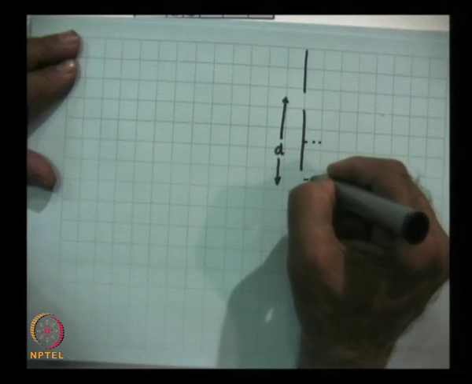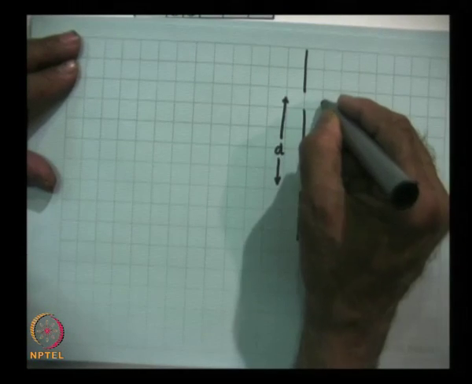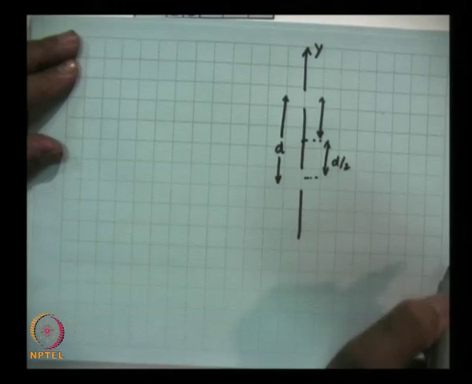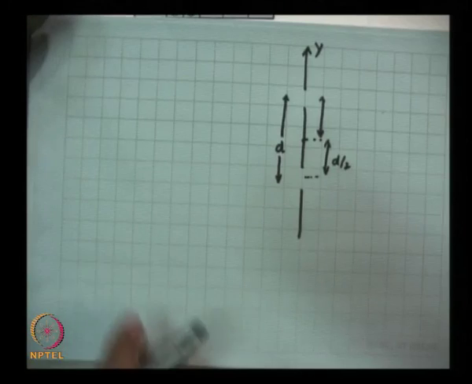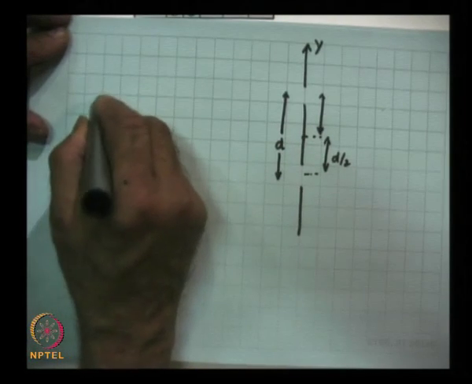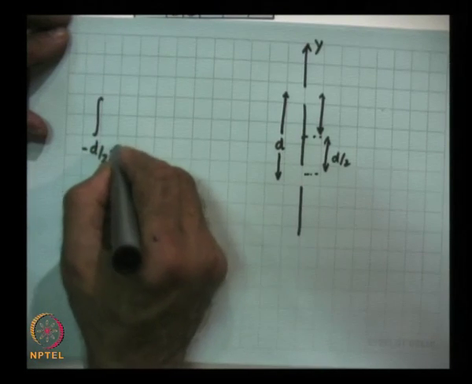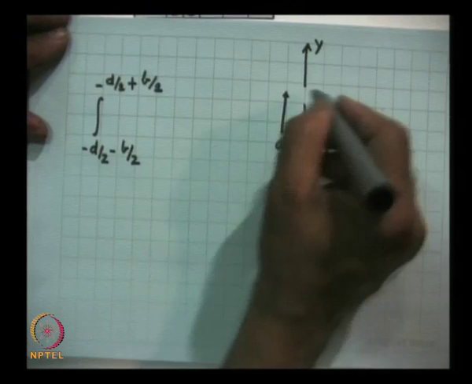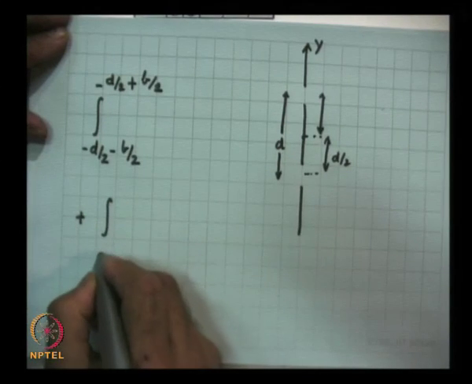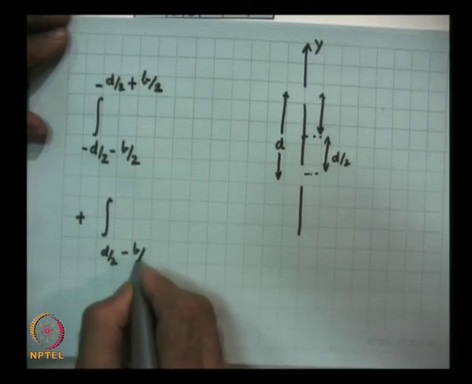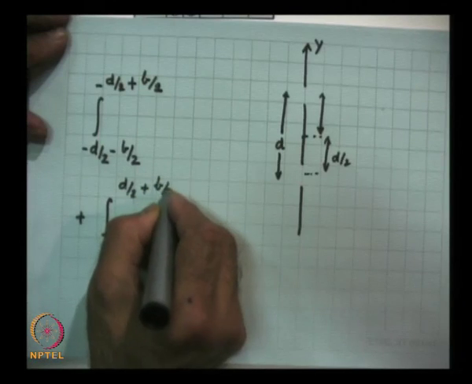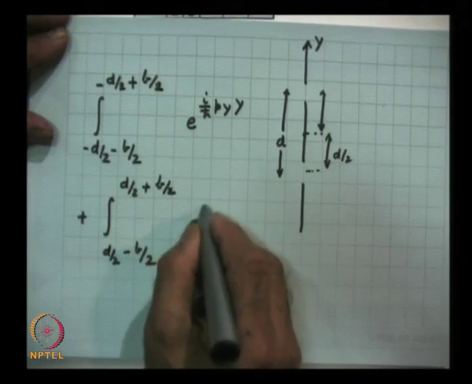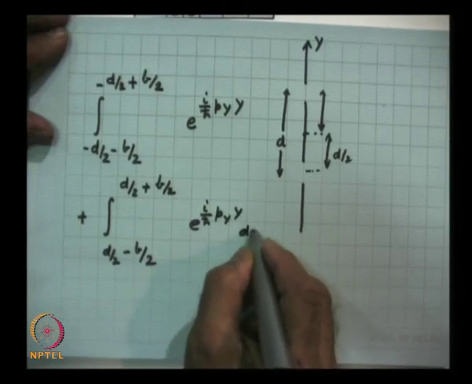So, this distance is minus d by 2, this is d by 2, and this is also d by 2. This is my y axis, and if I assume the origin to be here, then for the first slit the integral will be from minus d by 2 minus b by 2 to minus d by 2 plus b by 2, and for this slit it will be from plus d by 2 minus b by 2 to d by 2 plus b by 2, and we have this integral of e to the power of i by h cross p_y y multiplied by dy.